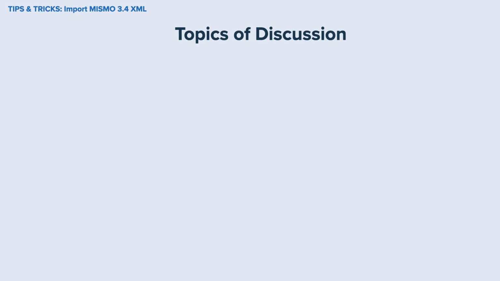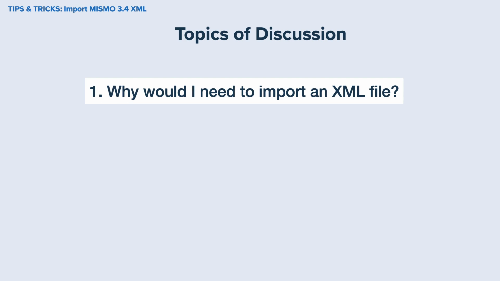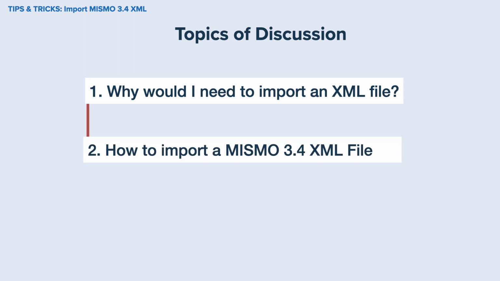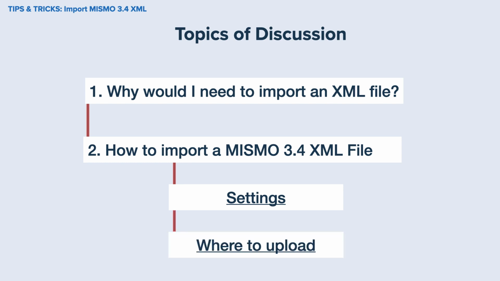Okay, now getting back on track here. Today's topics of discussion we are going to cover are: one, why would I or anyone need to import the Mismo 3.4 XML file to Floify? Two, how to import the XML file to Floify. And with this, I'll show you how to adjust your settings to accommodate this. And then lastly, we'll go ahead and cover how or where to upload the file.